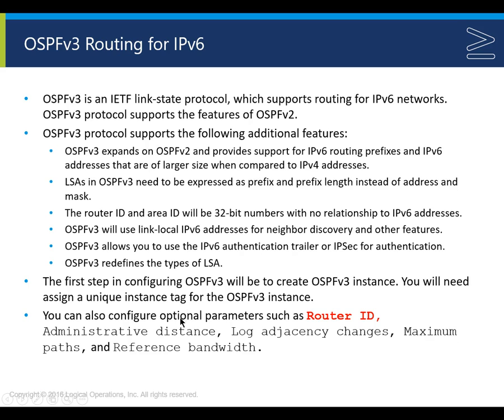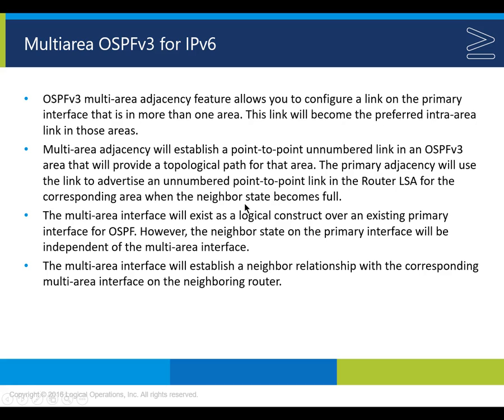The first step is to create an OSPFv3 instance, assign a unique instance tag to it, and we'll have to configure additional parameters. The router ID has to be configured. Administrative distance, log adjacency changes, maximum paths, and reference bandwidth are things that may or may not be configured. For multi-area adjacencies, the primary interface can be in more than one area, and if we only have a single area, it needs to be area 0. I'm going to look at a couple of configurations here in a minute.